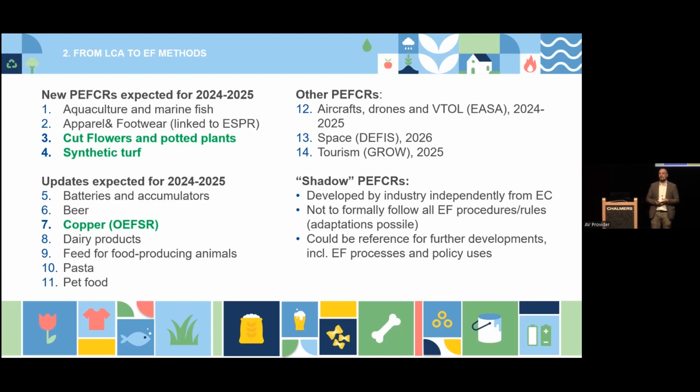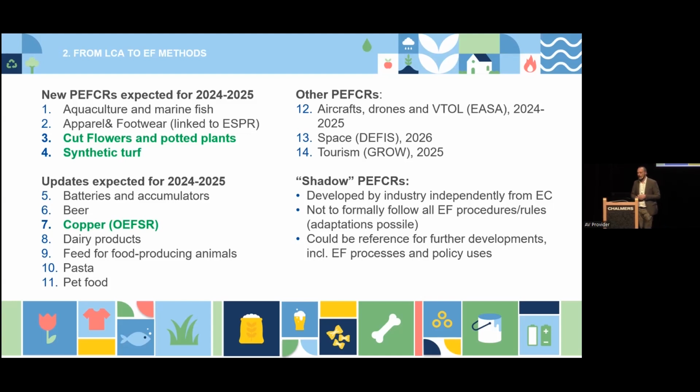We have 4 of them that are the result of a public call that was launched at the beginning of the transition phase. This includes apparel and footwear, marine fish, synthetic turf, and cut flowers and potted plants, with the last 2 already completed, and the first 2 about to be completed. Then we also have 7 PEFCRs that come from the pilot phase and are being updated to align with the methodological and data requirements of PEF. These are batteries, beer, copper production, which has been completed, dairy products, feed, pasta, and pet food. All of these are expected to be completed either by the end of the year or the beginning of next year.